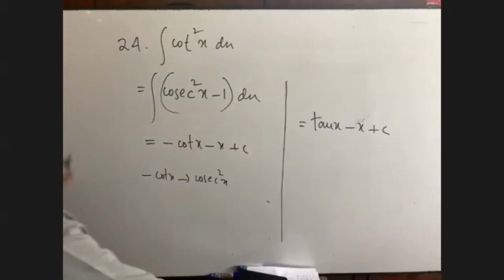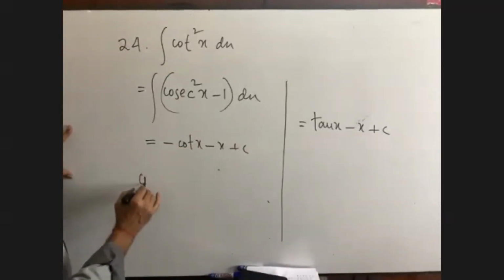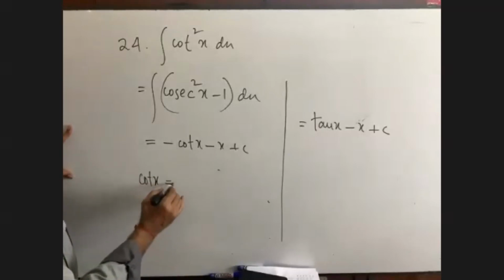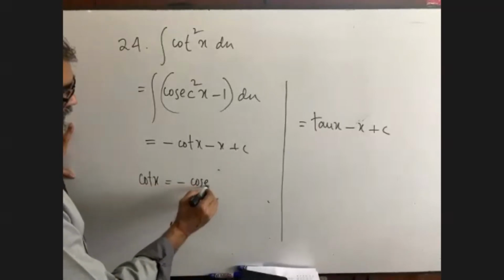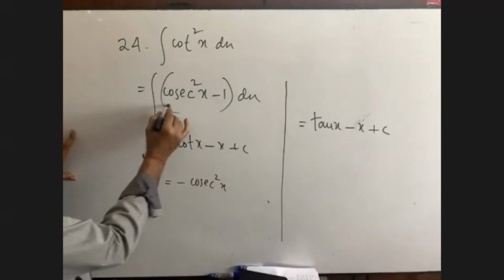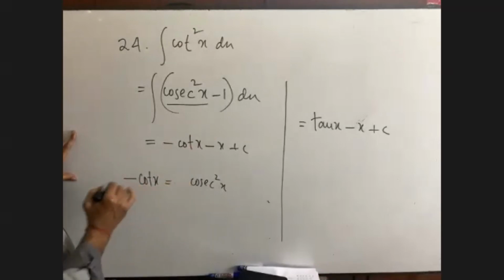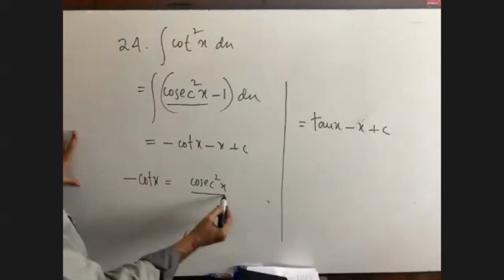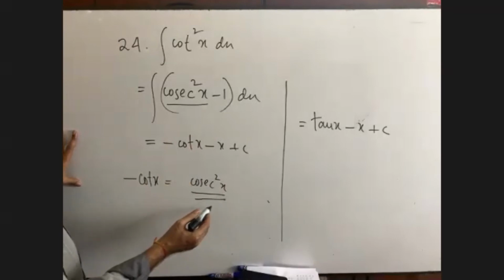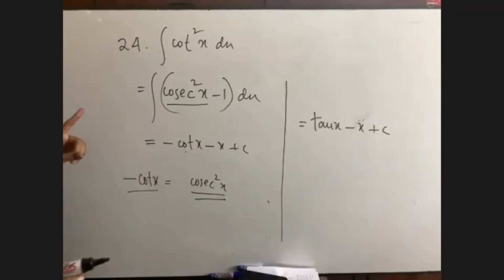I repeat, what we know the differentiation of cot x is equal to what? Minus cosec square x, we know it. But here only cosec square x. Very good. You forget this minus. You give minus here. So the integration of cosec square x will be minus cot x. I think you have got it right.